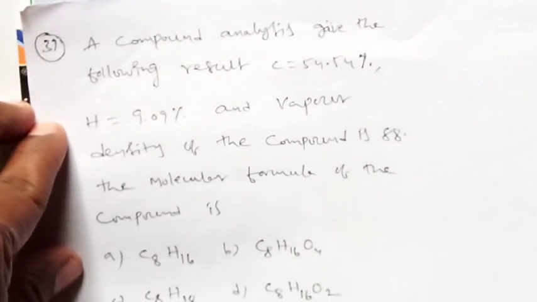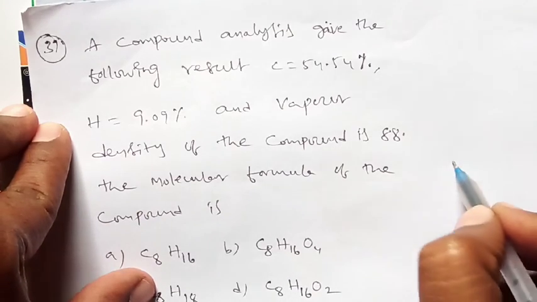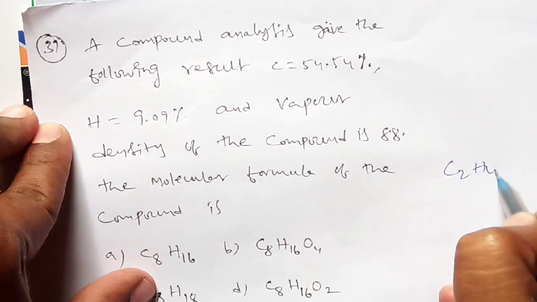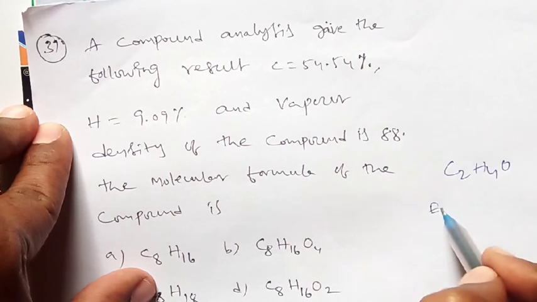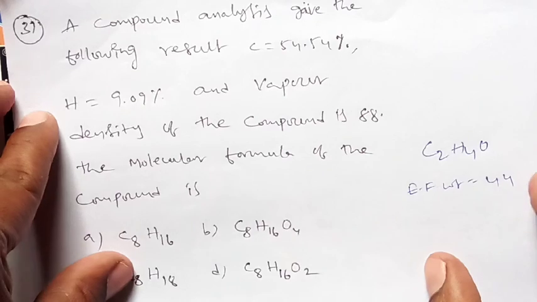Is it clear? If you have doubt, check it once again. This is the empirical formula, C2H4O. What is the empirical formula weight? 2 into 12 plus 4 plus 16. What do we get in total? 44. Empirical formula weight, you got 44.